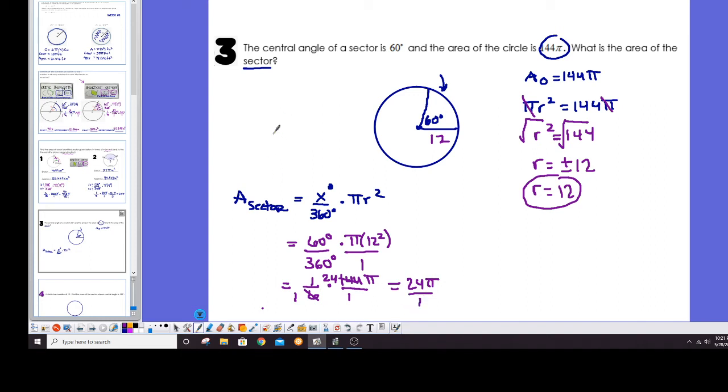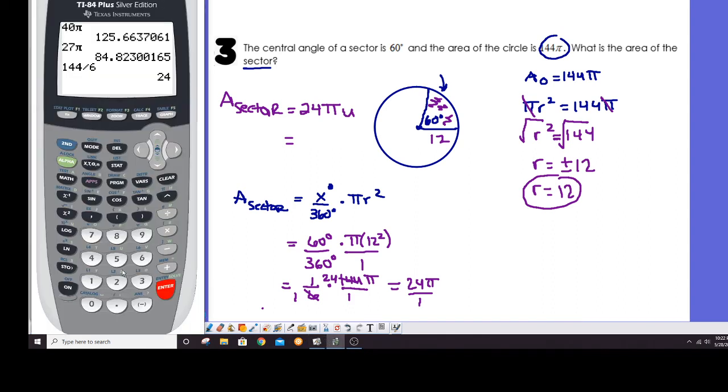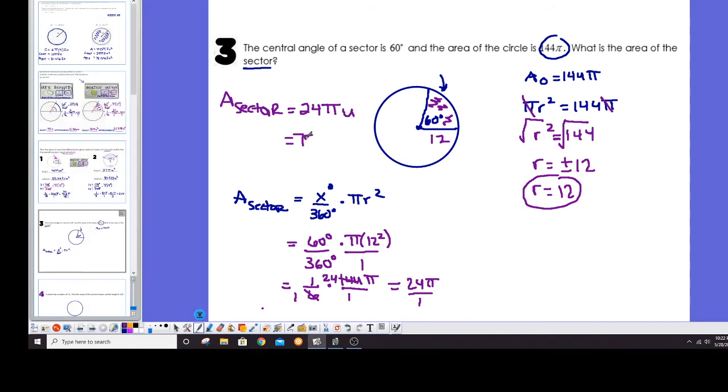So my area of my sector, this area of the sector here, is 24 pi. And that would be units. And that would be my exact. And if I wanted to approximate, which here it's not telling me to, but I'm just going to do it to give you both answers, 75.398 thousandths units squared, because it's area.